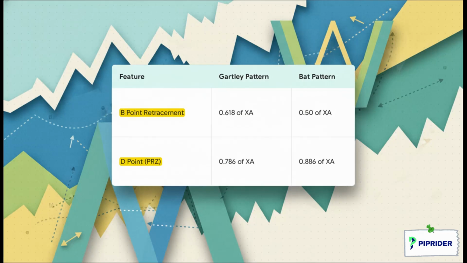And this little cheat sheet just breaks it down perfectly. The Gartley has that key B point at 0.618 and the D point at 0.786. The bat, on the other hand, has a shallower B point at 0.50, but a much deeper D point at 0.886. It's these tiny differences in the geometry that completely change the pattern and the trade itself.